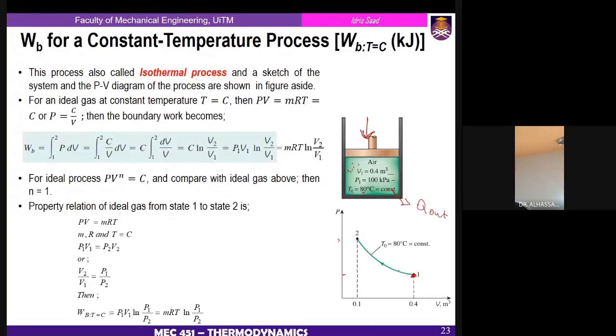And for all constant temperature processes, this is the, what do you call it?